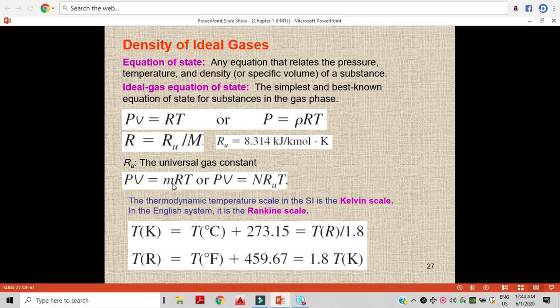So PV = mRT and PV = nR_uT are the equations that you can use. The thermodynamic temperature scale in SI is the Kelvin scale, and in the English system it is the Rankine scale. Whenever you want to use these equations, you have to use either Kelvin or Rankine.